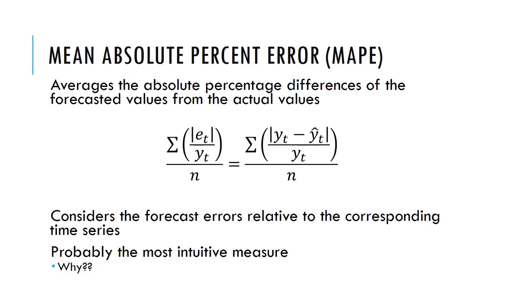And then many people like this one because they think it's the most intuitive. And why do you think that is? Well, many managers and many people in general can understand percentages. So if a MAPE is 2.7%, you can say on average our forecasts are off by 2.7%. Now again, we're not saying whether it's above or below, but just on average over all the historical stuff that we've looked at.